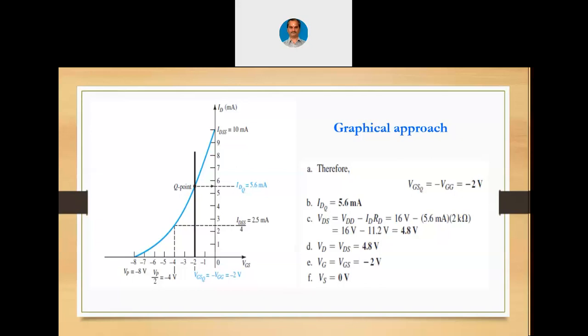But we are not going to use the fixed bias as such. We are going to go for other configurations. And you already know the reasons why we go for other configurations, isn't it? For the stability of the Q point, as far as the fixed bias is concerned, its stability is questionable. That is when we go for self-bias and voltage divider bias, even in JFET.